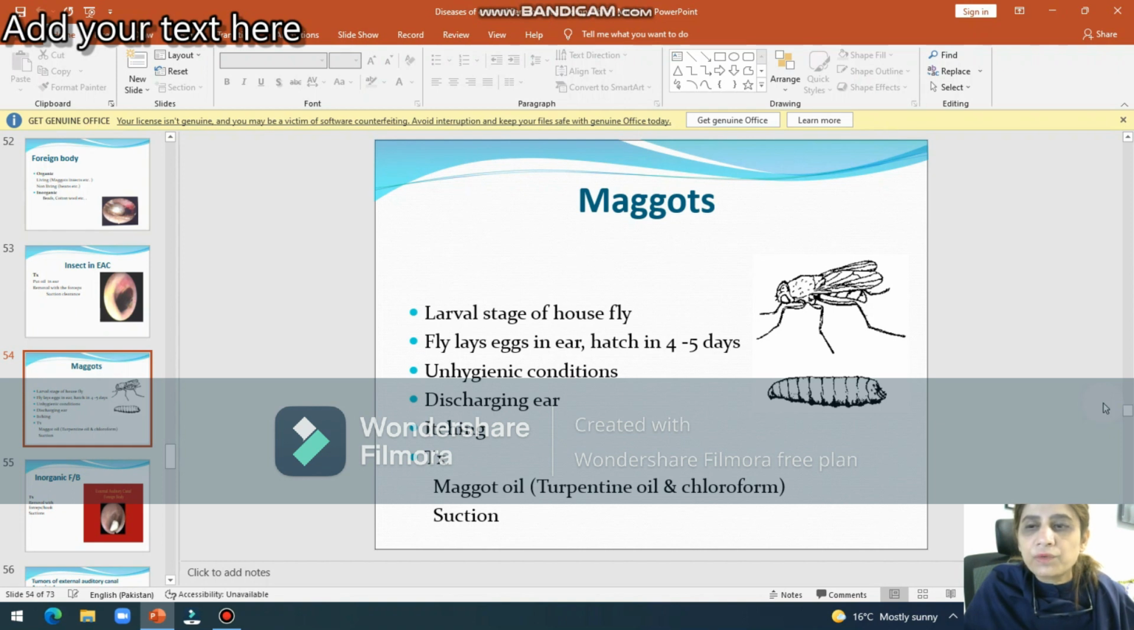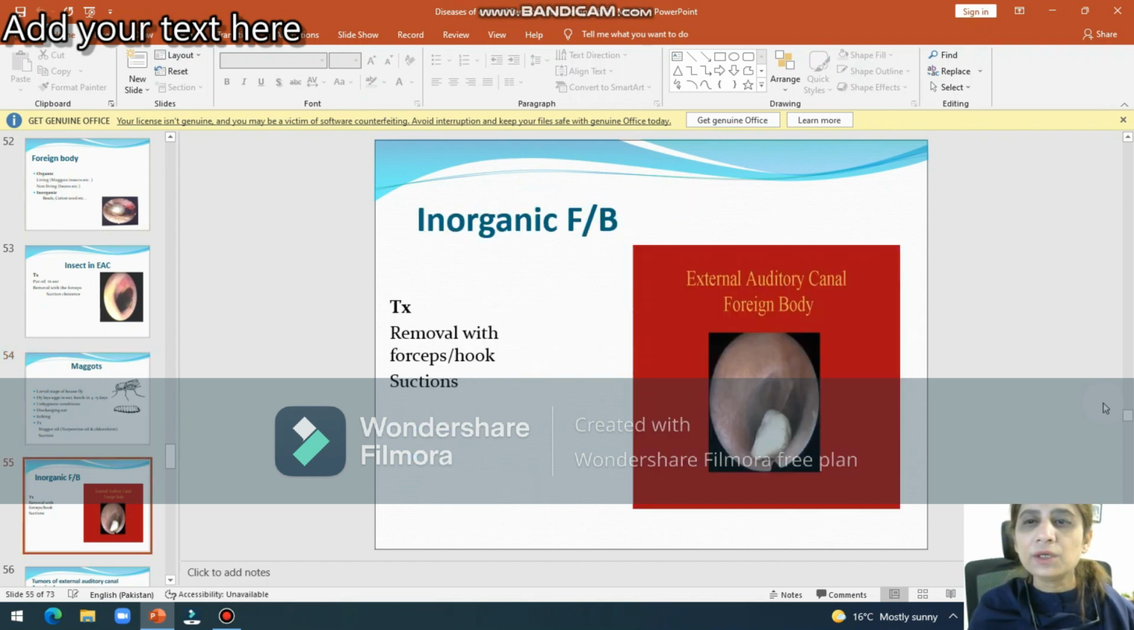So first of all, we have to kill this larval stage with the help of maggot oil, that is a mixture of turpentine and chloroform. Chloroform will make them unconscious, and turpentine will choke their respiratory system. So these dead larvae can be removed with the help of suction or forceps. Crushing is avoided because crushing can lead to severe anaphylactic reaction.